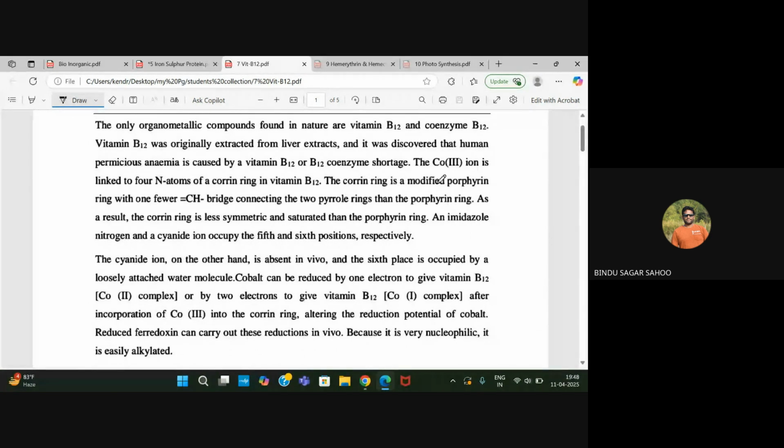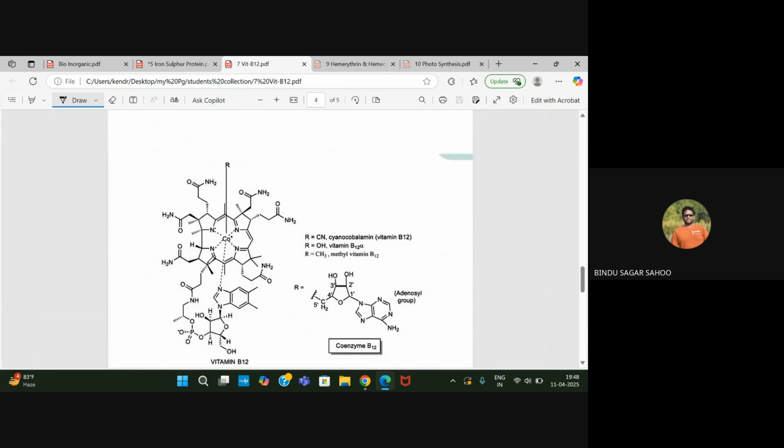Corrin ring is a modified porphyrin ring with one fewer CH bridge connecting two pyrrole rings than the porphyrin ring. So what is the difference between corrin ring and porphyrin ring? We can see here in the structure, there will be absence of extended pi bond.